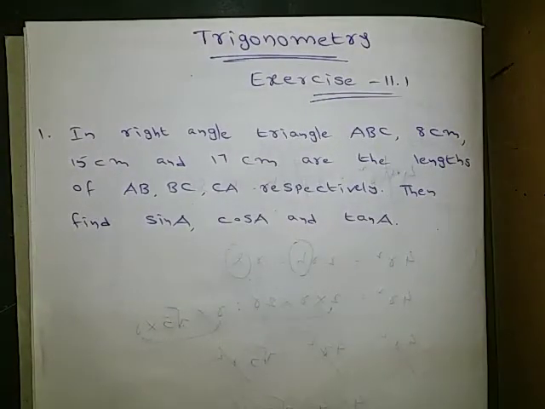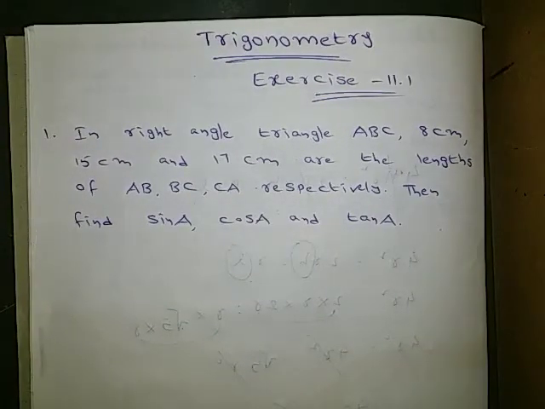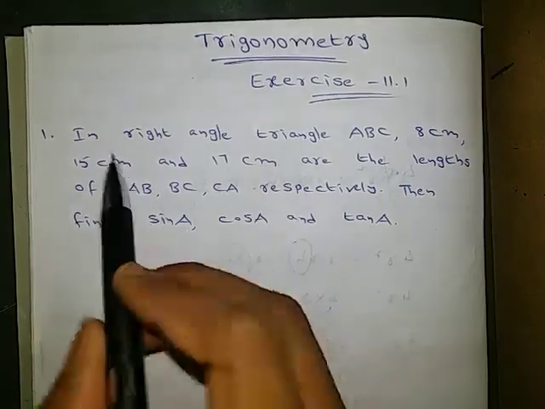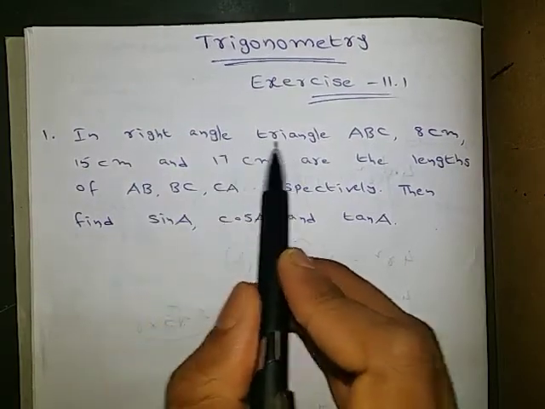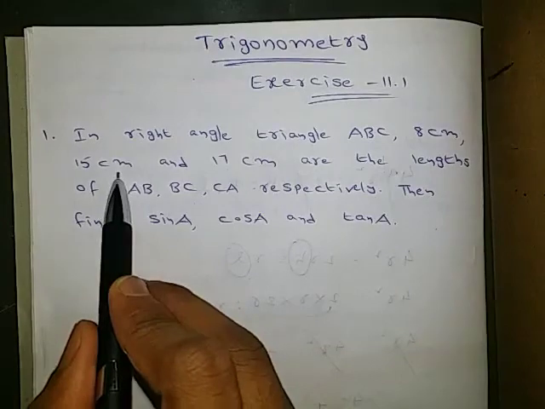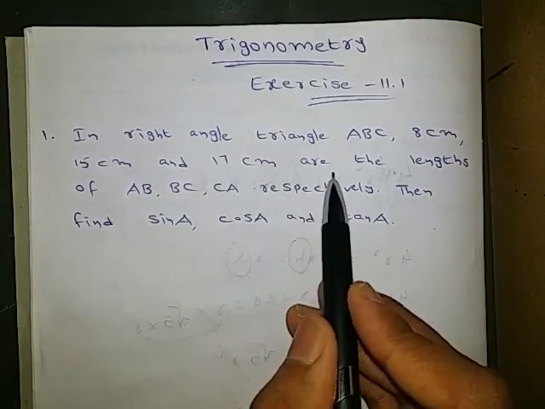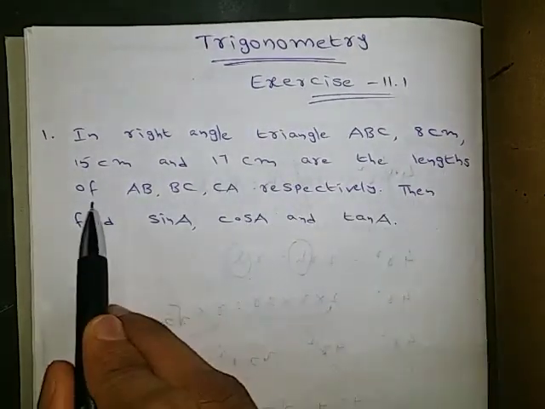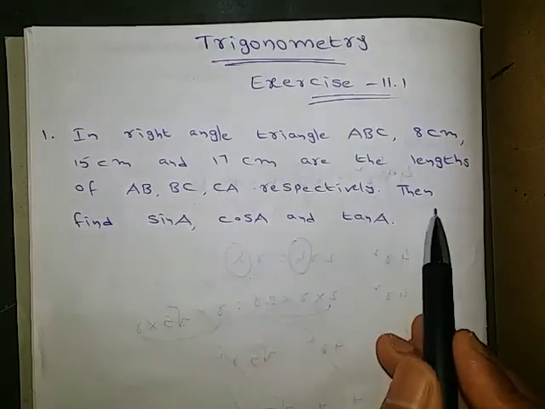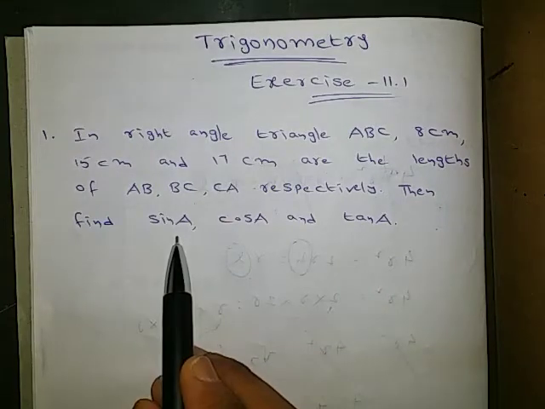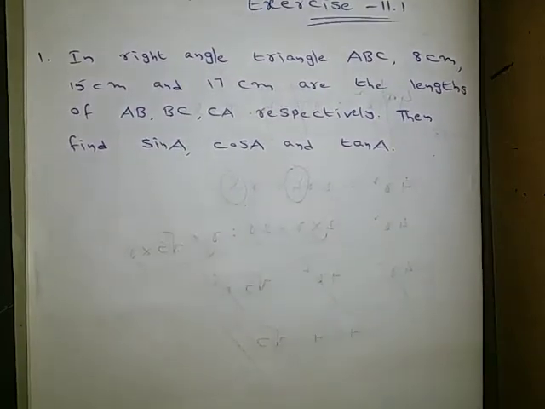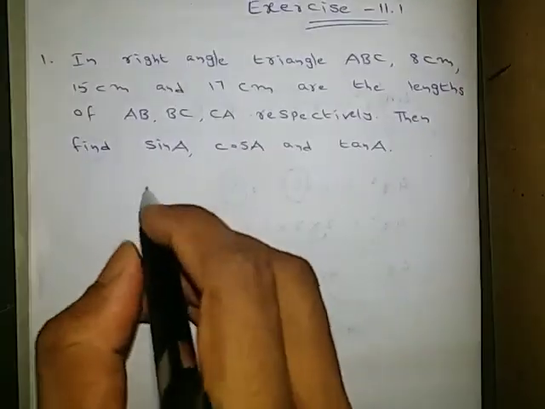Hello everyone. In this video today we are going to learn trigonometry exercise 11.1. So look at the question. In right angle triangle ABC, 8 centimeters, 15 centimeters and 17 centimeters are the lengths of AB, BC and CA respectively. Then find the values of sin A, cos A and tan A. He said clearly right angle triangle.